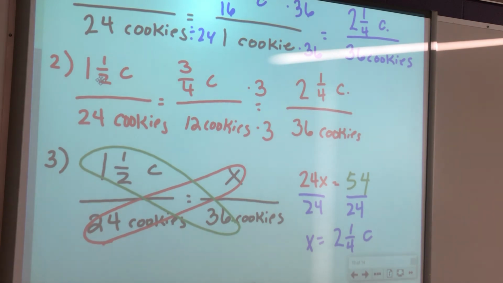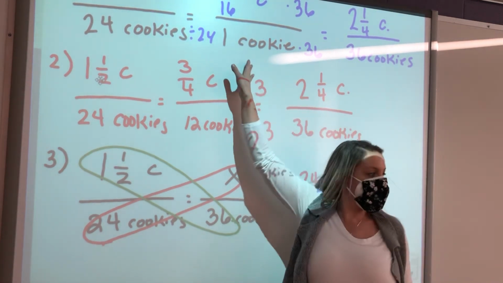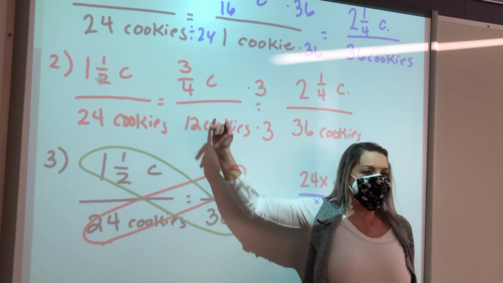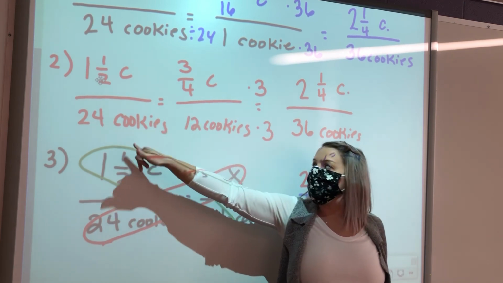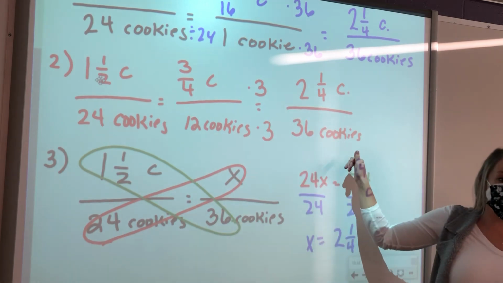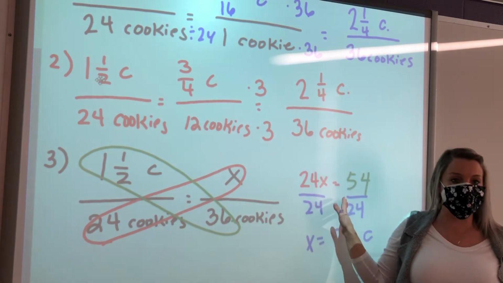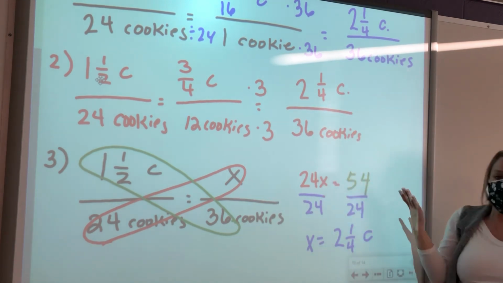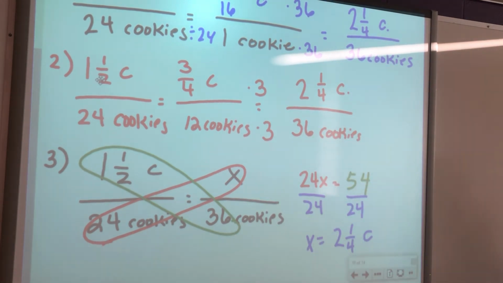Here with Bob, we used unit rate. Here, we got it down to 12, so compatible numbers, and we were able to then multiply back up. So we scaled down to scale up. Mine was cross products. What do you notice about all the answers? They're all the same. Do I care what method you use? No. Absolutely not. As long as you get the right answer and you can check it, and you can explain to me why you used the method that you used.